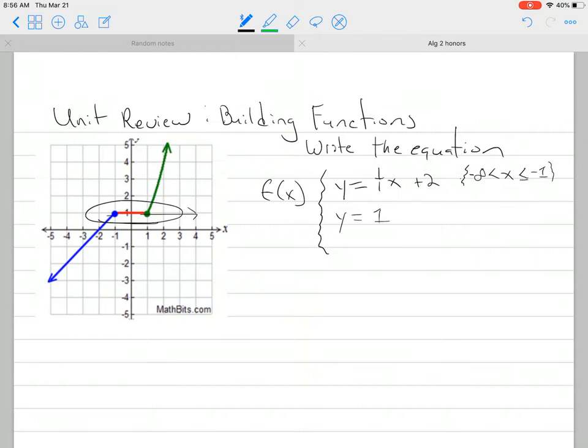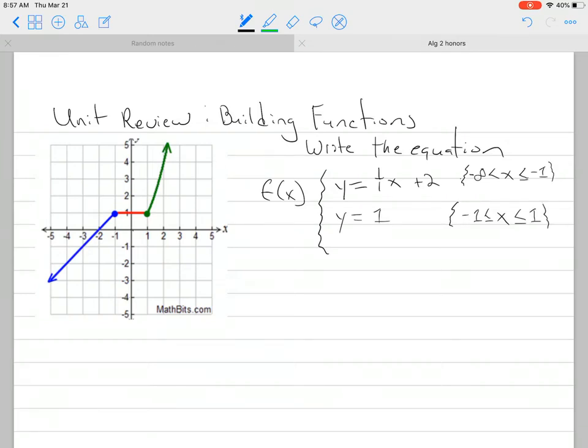Because no matter where I go on this line, y is always at the level of 1. X could be 1, y is 1. X is 2, y is 1. X is 3, y is 1. X is 0, y is 1. Okay? So that's going to be where y equals 1. And that is good from where x can be from negative 1. It can be equal to negative 1 and equal to positive 1.